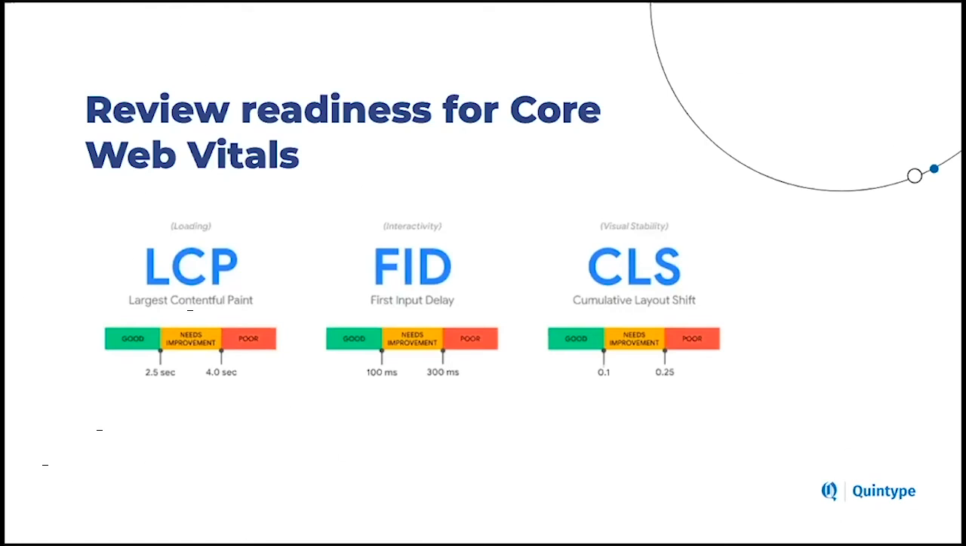Google has specific numbers that you need to hit if you want to be compliant with the Core Web Vitals. If you hit anywhere between the 75th percentile of the three metrics, then you're good to go.